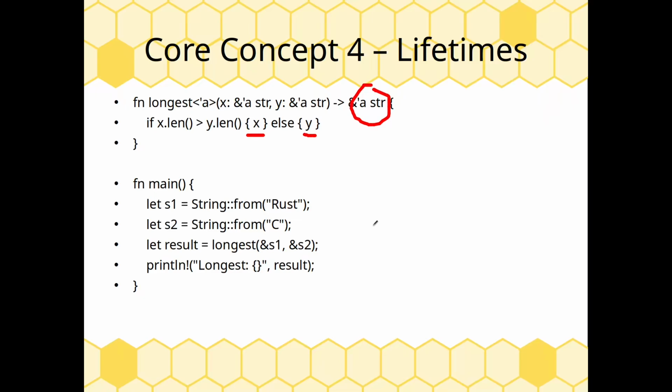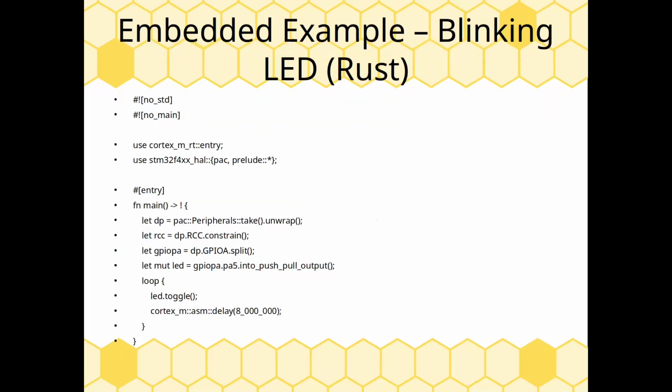So this is an embedded Rust code example for blinking an LED. In this example code for blinking an LED in Rust, now I'm going to explain it to you line by line.